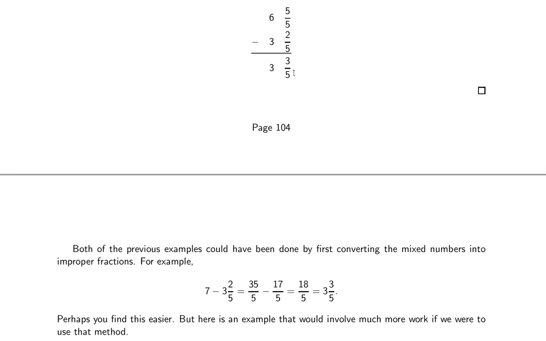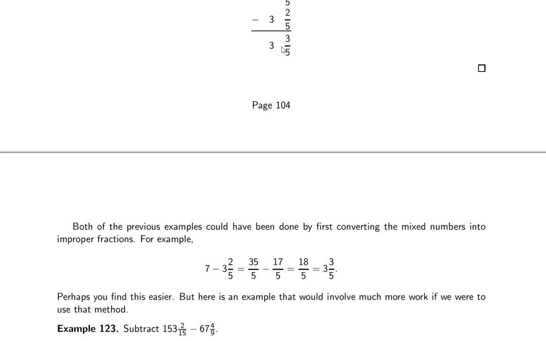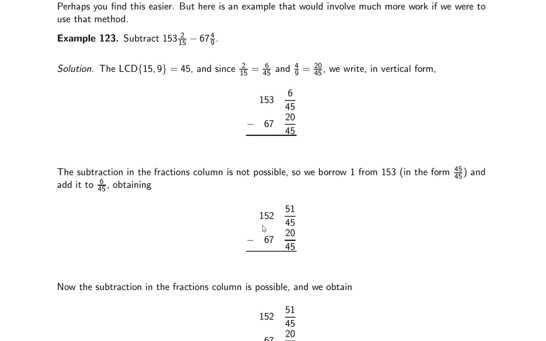And if you don't like that borrowing, you could just convert them to improper fractions first. So 7/1 minus 3 2/5. 3 2/5 is 17/5. We have 7/1. Common denominator is 5, so hit that with 5s, you get 35/5. 35 minus 17 is 18, and that's the answer. 18/5 as a mixed number is the same, 3 3/5. And here's an even worse example.